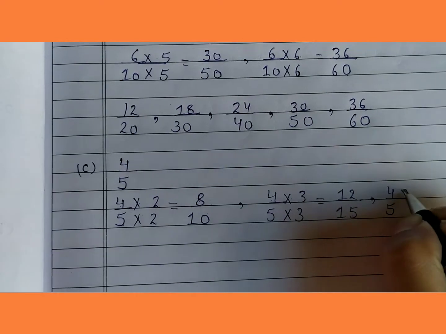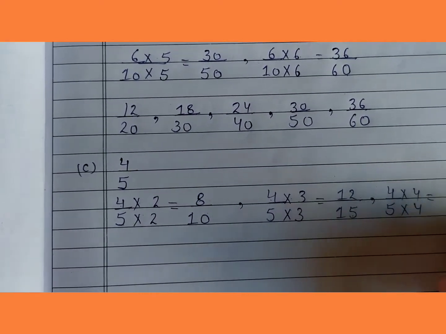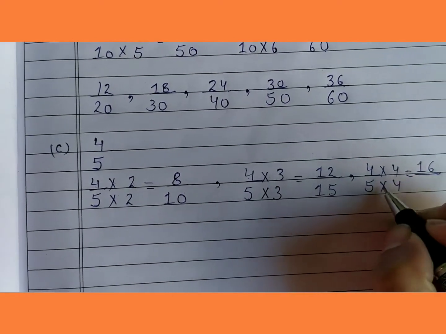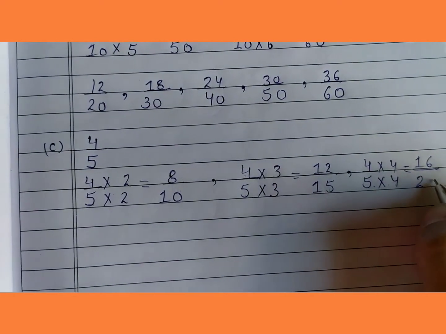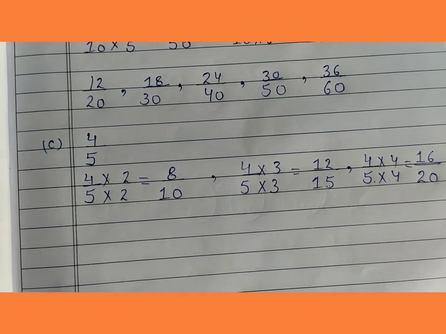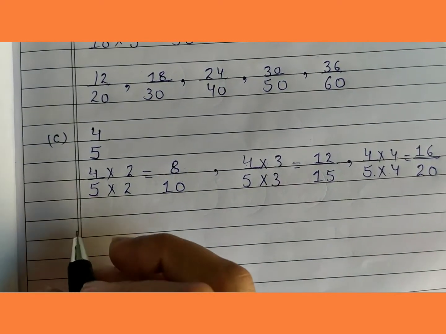4 upon 5 multiply by 4 in the numerator and denominator. 4 multiply 4 equal to 16. 5 multiply 4 equal to 20. 16 upon 20 is a third equivalent fraction of 4 upon 5.